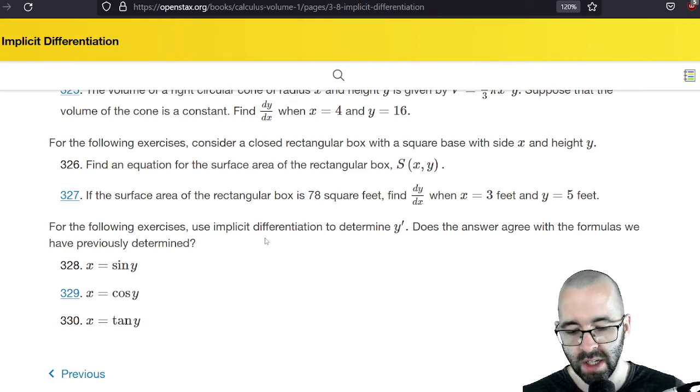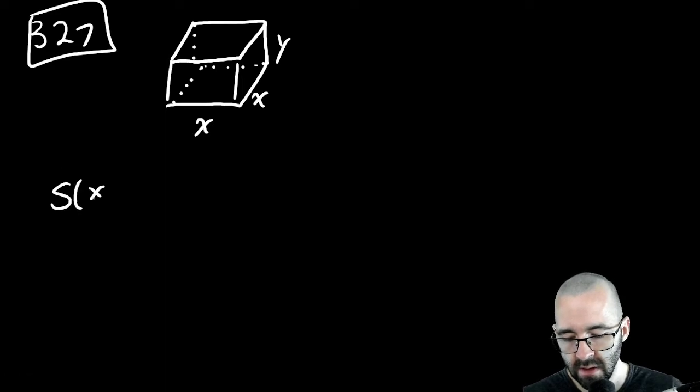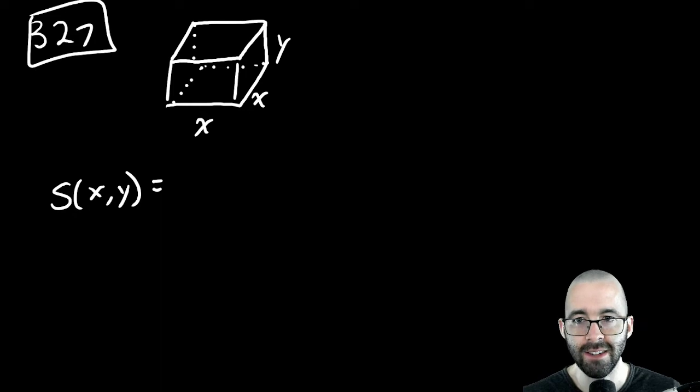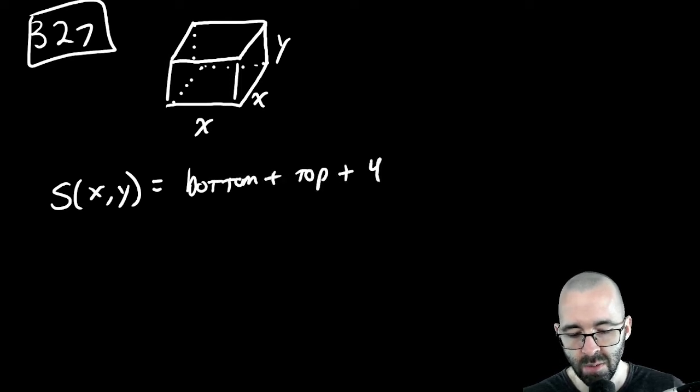So we're going to need an equation. We're going to need 326 first. So let's do both. Find an equation for the surface area. Well, the surface area, it's going to take a little time, right? It's going to be the bottom plus the top plus all the sides, so bottom plus top plus 4 sides.